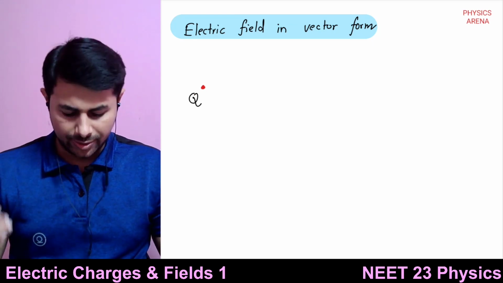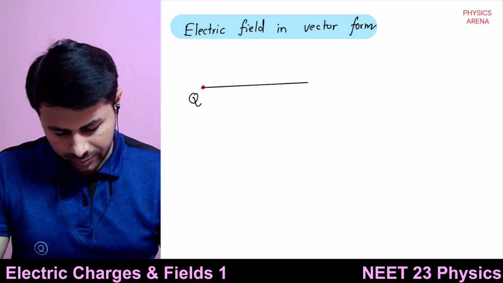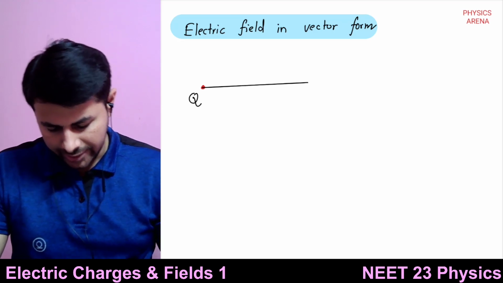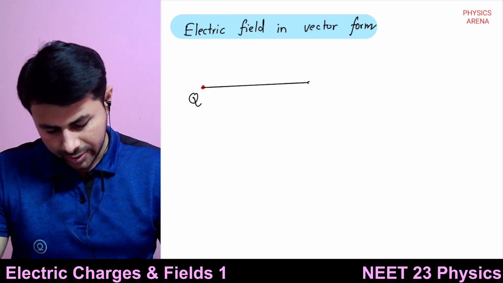So now let's suppose we have this source charge only and we want to measure its electric field at this point. Let's call the point P.